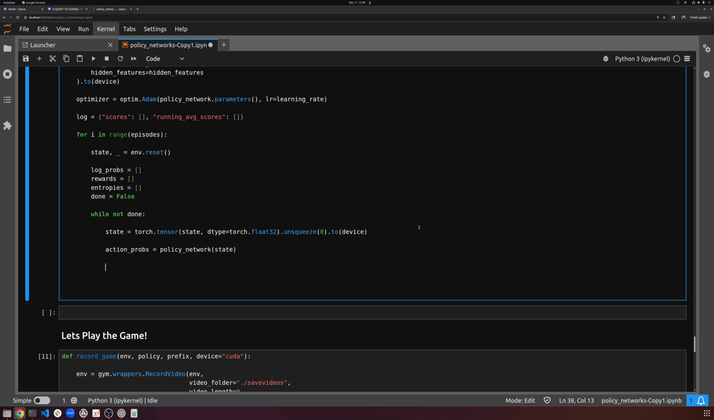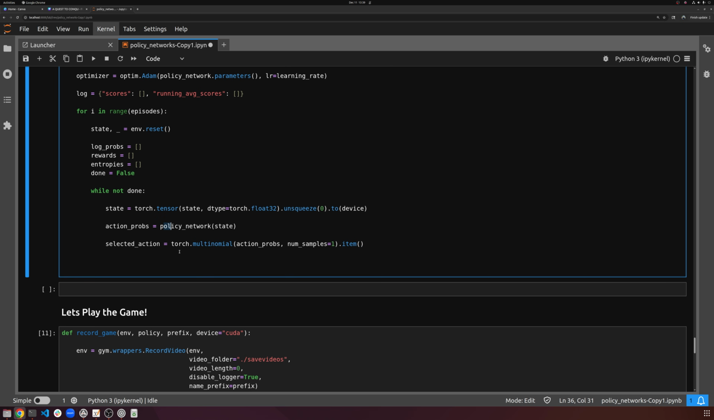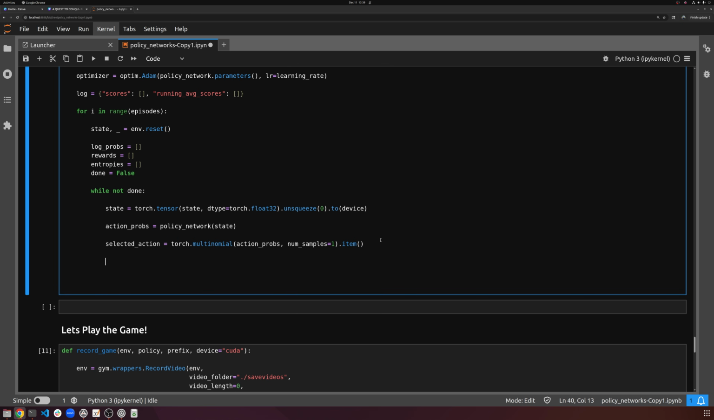And now we need to select an action. So we can do selected action. We can do torch dot, let's just randomly sample, right? Multinomial. Because this, again, sampling is what helps with making sure we're exploring the environment, right? So we can do multinomial action probs. And num samples, we just want one dot item. So it'll give me the index. In this case, there's 4 options, so 0 through 3. It's going to be one of them, whatever action we took.